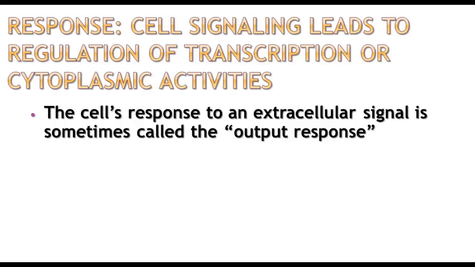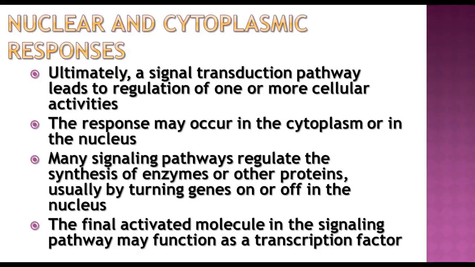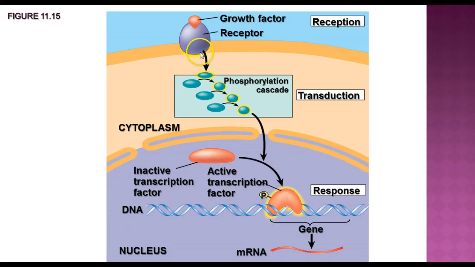The response leads to regulating transcription or other cytoplasmic activities. Oftentimes they are transcription factors of various kinds. But ultimately there's going to be some kind of regulation of cell activities that's produced by the signal transduction pathway. A lot of pathways regulate the synthesis of enzymes by turning genes on or off in the nucleus, and that means that they may function as a transcription factor. So here we have a growth factor receptor, and the transduction is going to be through a phosphorylation cascade that's going to activate a transcription factor that will transcribe the DNA into messenger RNA to produce a protein response to the activation.